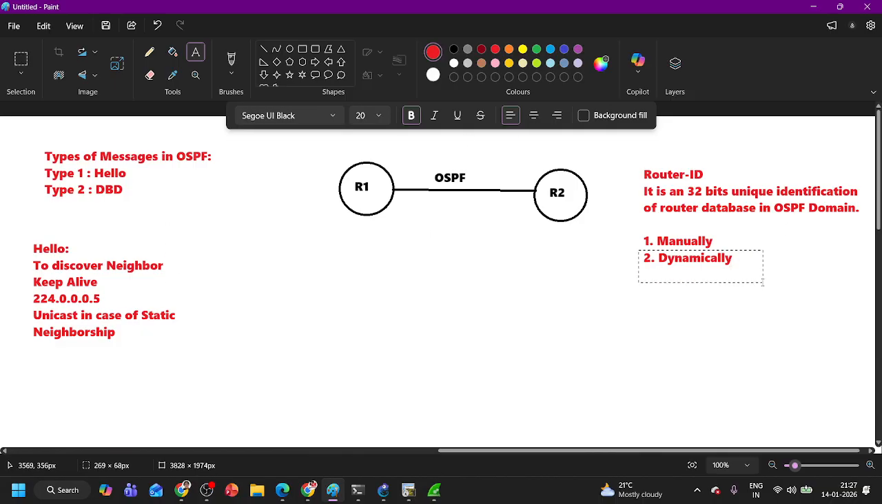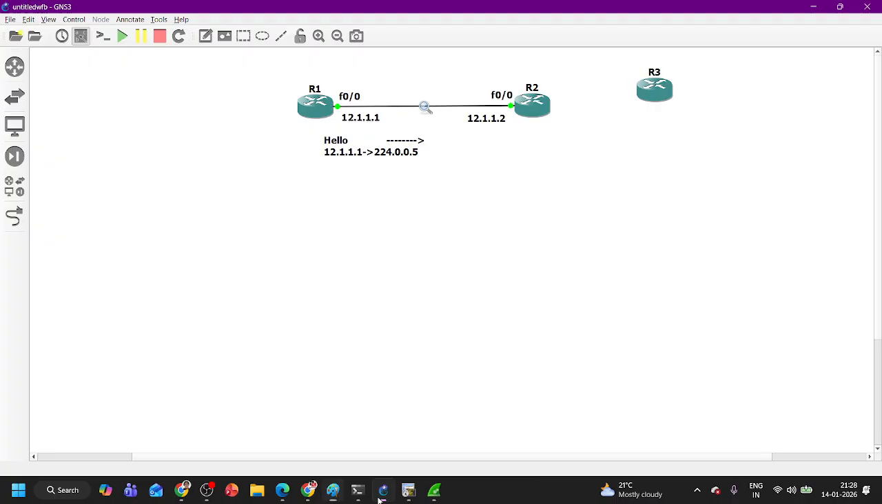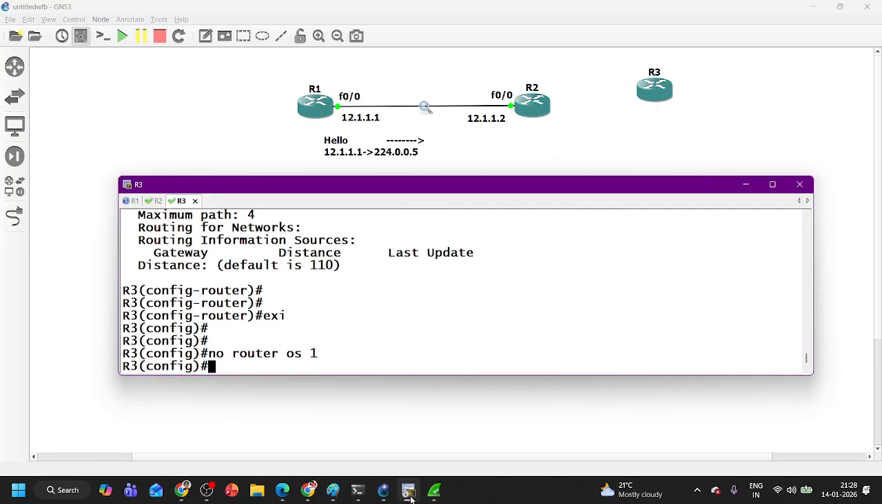In dynamic, how will it elect the router ID? For that, first your router is going to check loopbacks. If a loopback exists on the router, then the IP address which is running on the loopback interface will become the router ID.